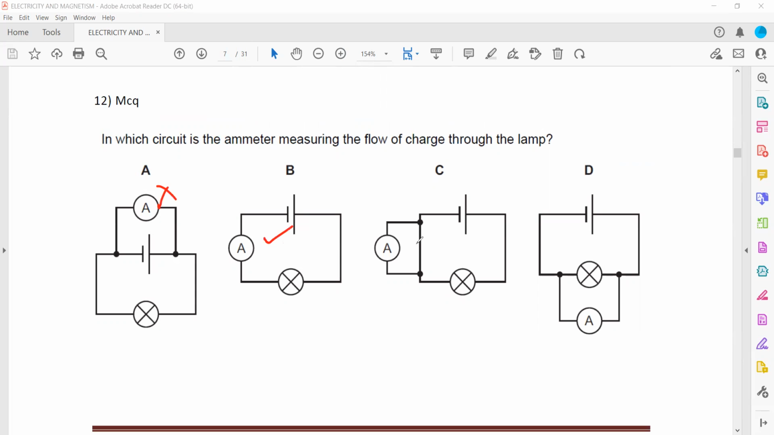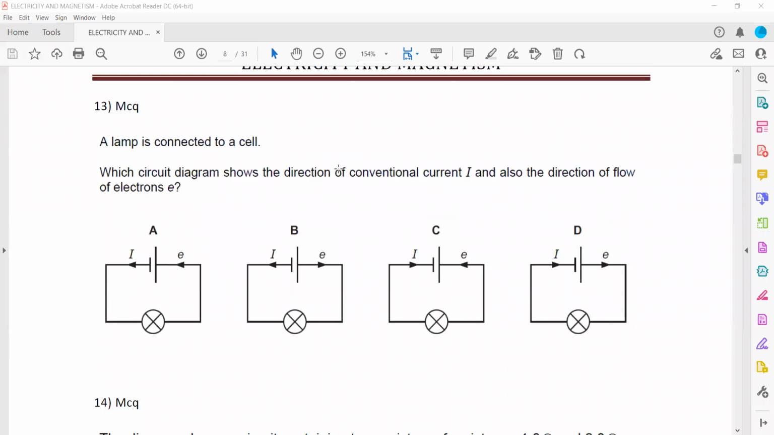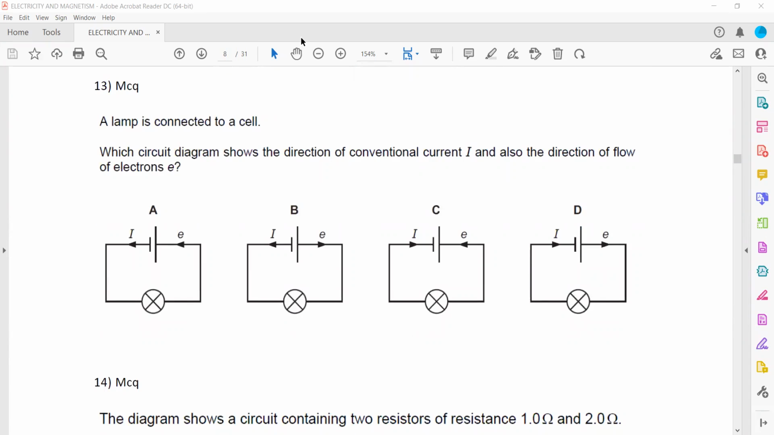This is the right position. This is wrong as well. And here also this is wrong. So C, B is the right answer because ammeters are always connected in series, whereas voltmeters are always connected in parallel. The lamps are connected to a cell.